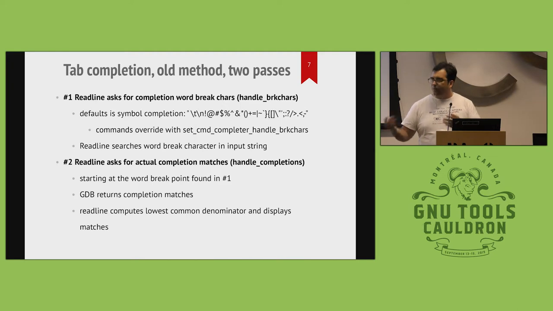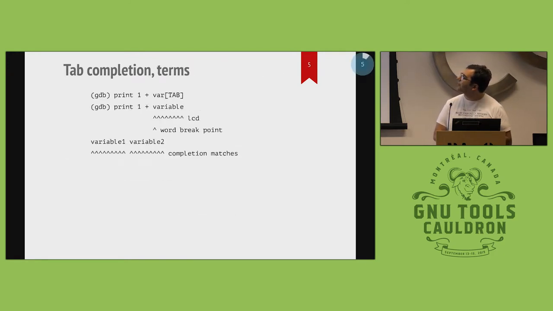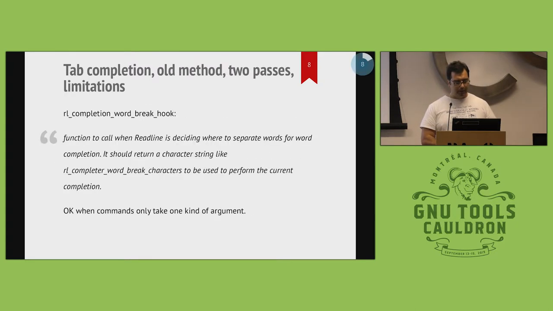GDB then finds whatever completion matches are interesting and returns that to readline. Readline then prints the thing on the screen and completes the lowest common denominator part there, the LCD. It does two things: prints the completion matches and expands the LCD. That's one of the readline hooks, the hook for phase one.